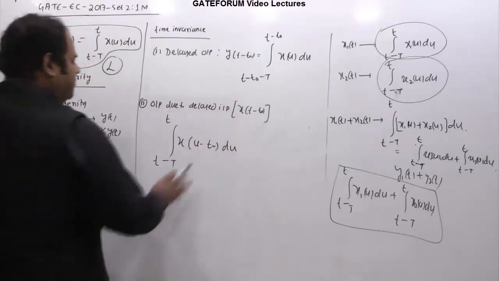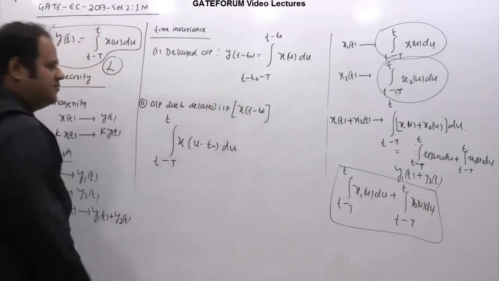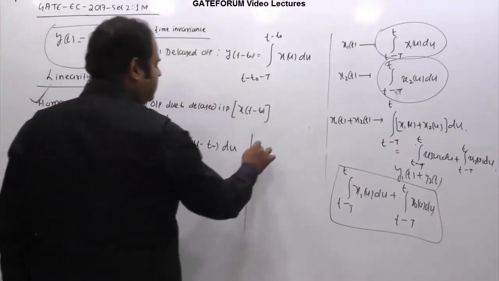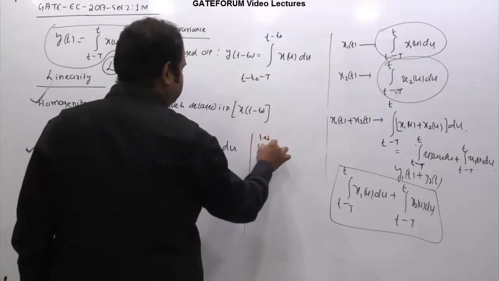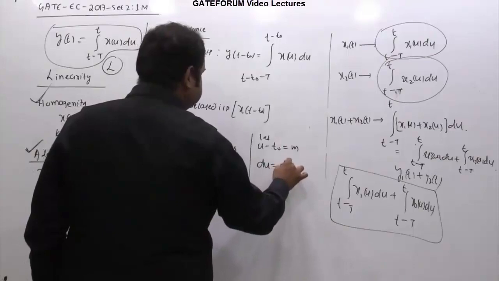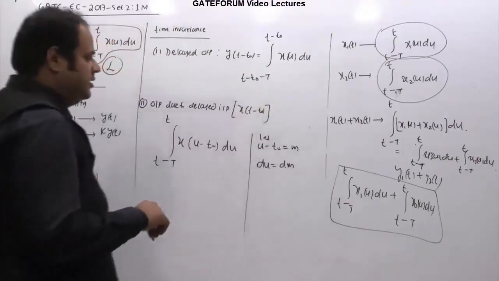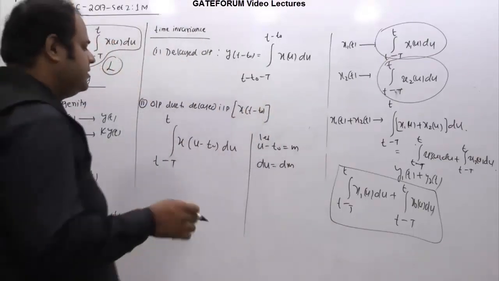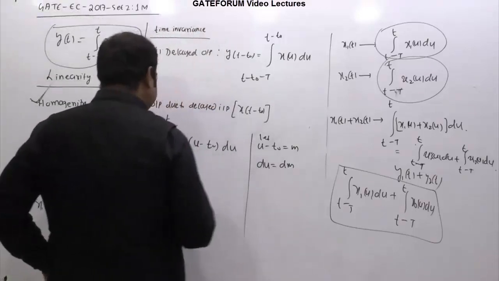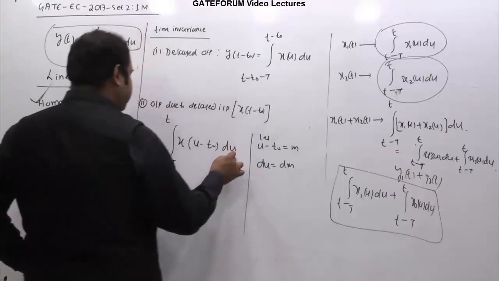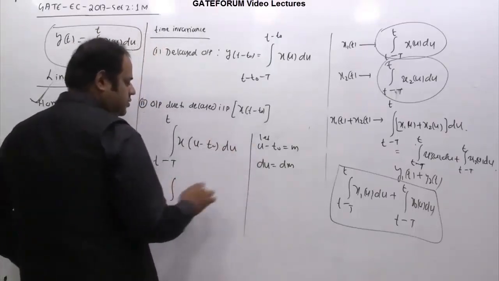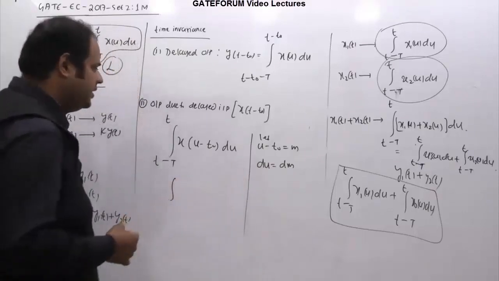So now I have to check whether these two are same or different, right? For that we have to go by simple mathematical manipulations. Let u minus t naught equal m, then you get du equals dm, right? Here the integration is happening with respect to u, but now I want to change it with respect to m. So we have to also take care about the limit as well.